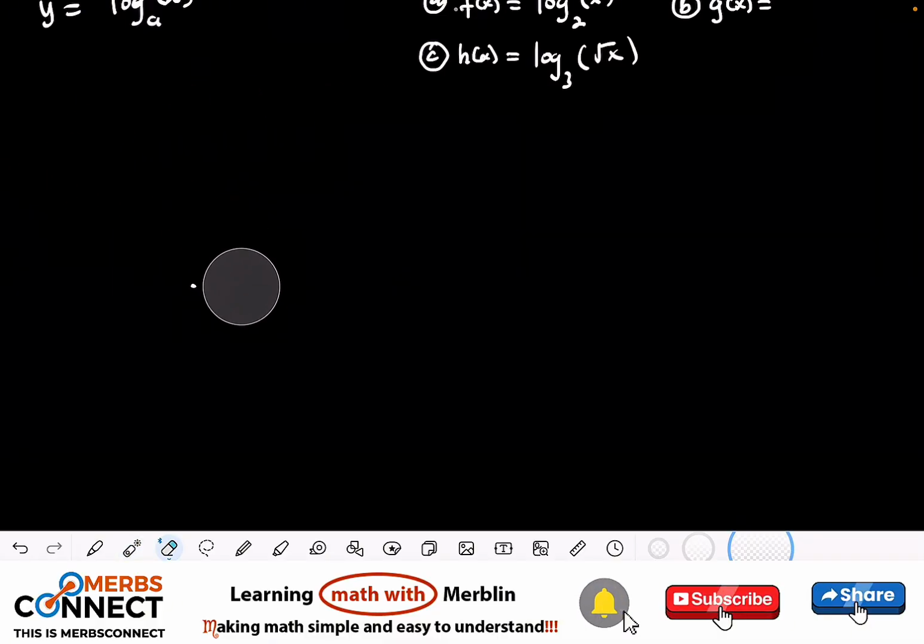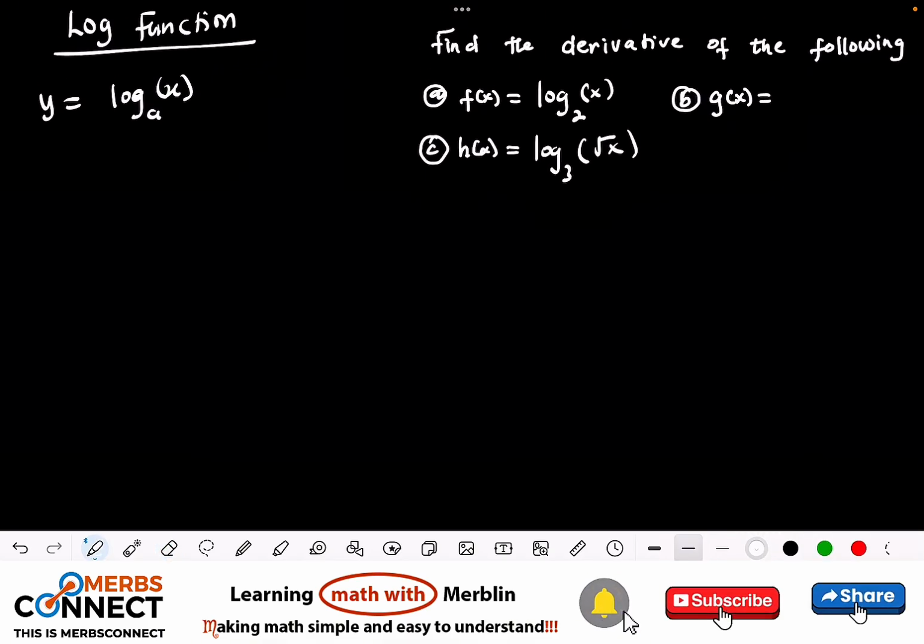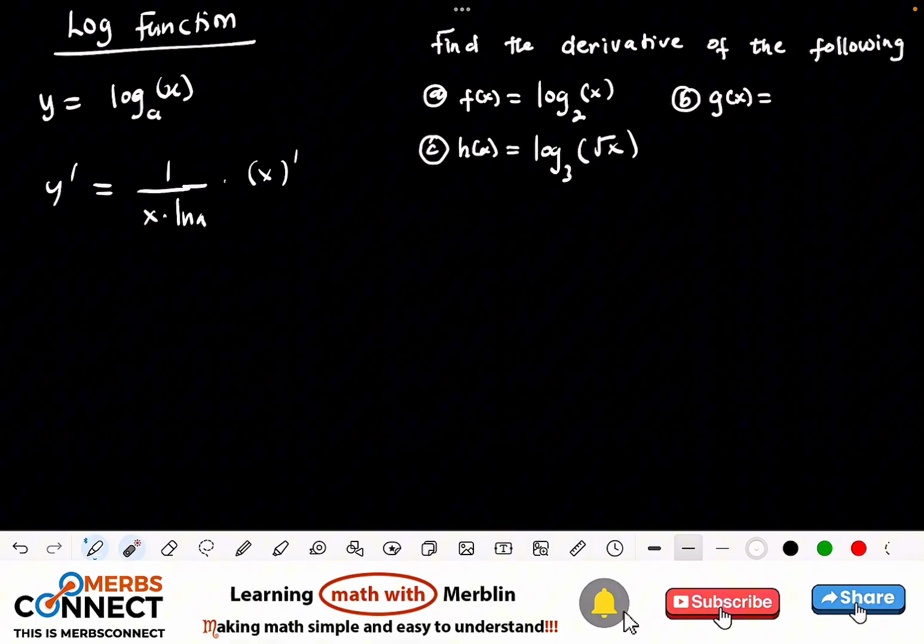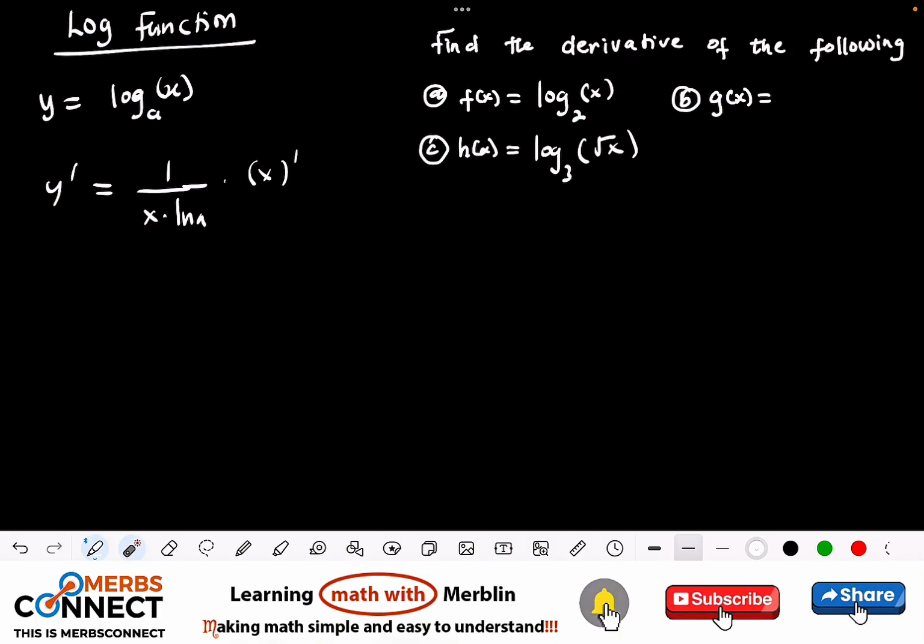Now when I want to differentiate a log function to the base a of x, then y prime will be 1 divided by what is inside the parenthesis, but we are going to modify this by multiplying by ln of the base, which is a, times the derivative of what is inside the parenthesis. So you see that this is like what we just learned for the ln function, but the only thing that we are doing here is we want to multiply the denominator by ln of the base.